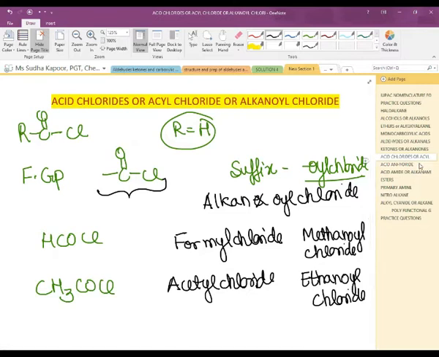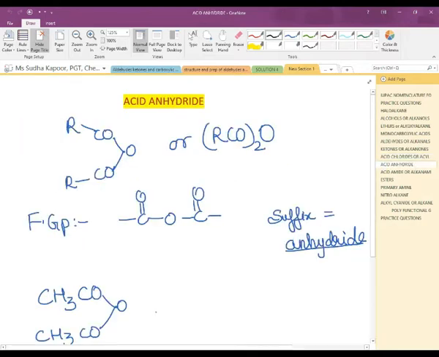Now comes the turn of acid anhydride. Actually, the word anhydride is used when we are removing water. So what happens in case of anhydride? We take two acids, and in the presence of a particular reagent, the water is removed, and the product formed is RCO with a common O. These are acid anhydrides, also represented as (RCO)2O.